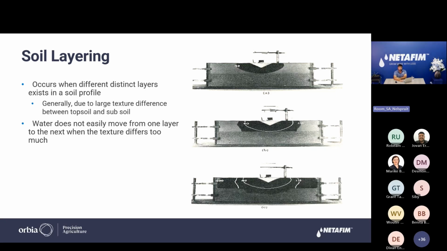Also, compaction tends to behave a lot the same as soil layering when it comes to water movement, where you'll see exactly the same distribution of the water and the issues with that.